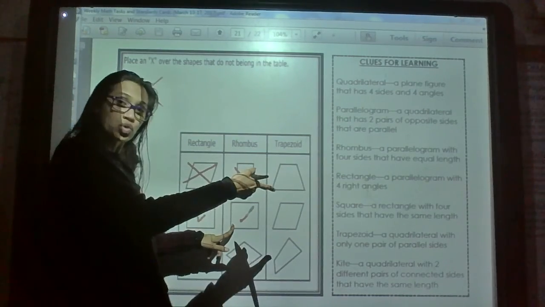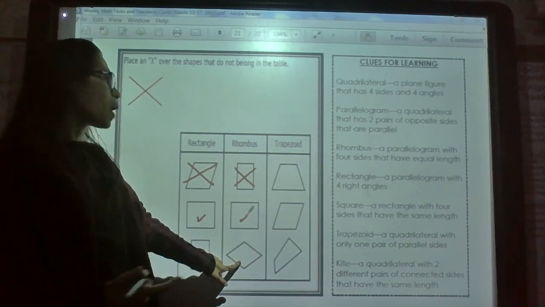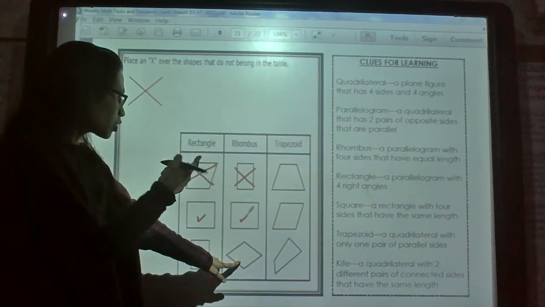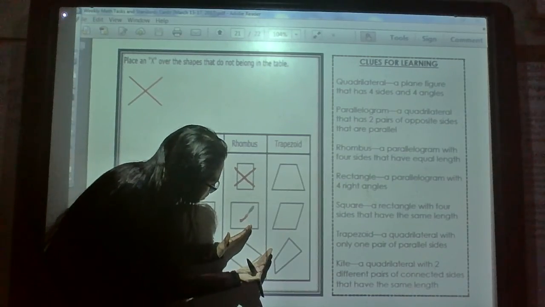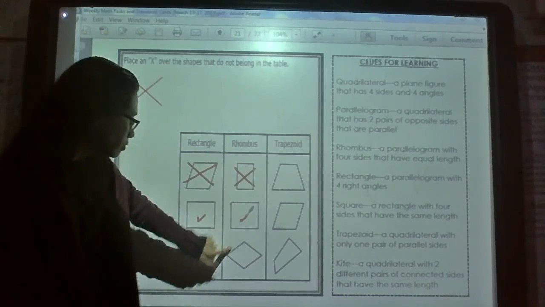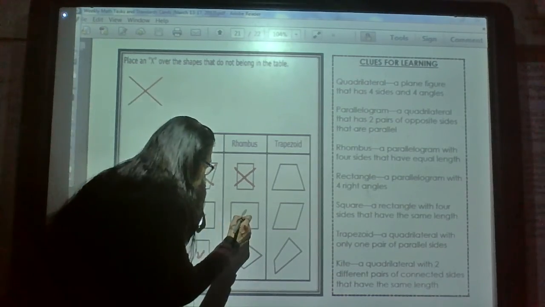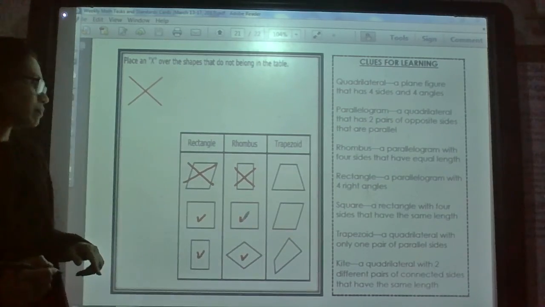But what makes a square? Square are the 4 right angles. Okay. The next one, is this a rhombus? Is it a parallelogram? Look. Yep, that's parallel. That's parallel. And are the sides equal? Yep, they look equal. So that is also a rhombus. Okay.